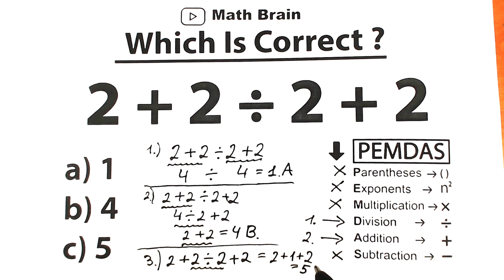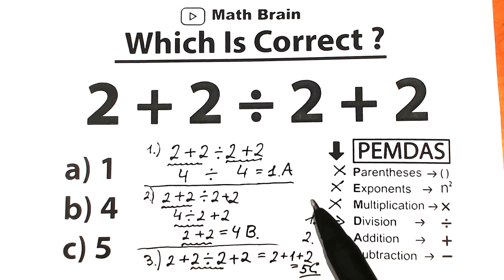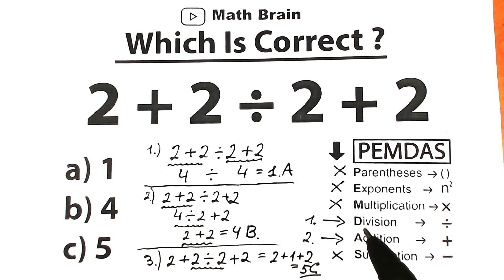And really great moment right now, because as you can see we have three completely different solutions. We have 1, we have 4, we have 5, and what is the correct answer? A lot of students are confused about the correct answer. What is the correct answer to this challenge?